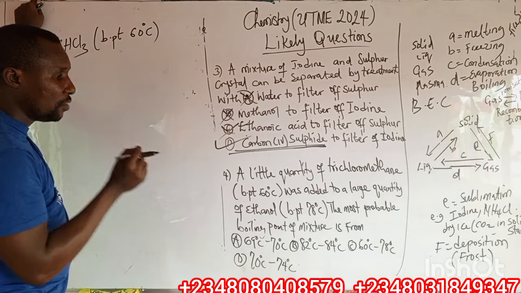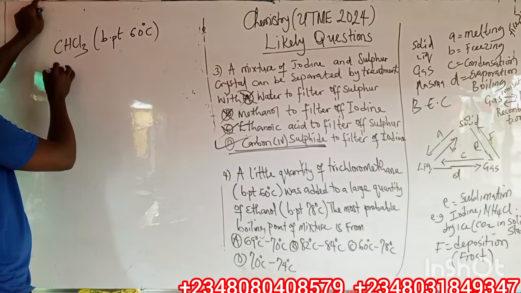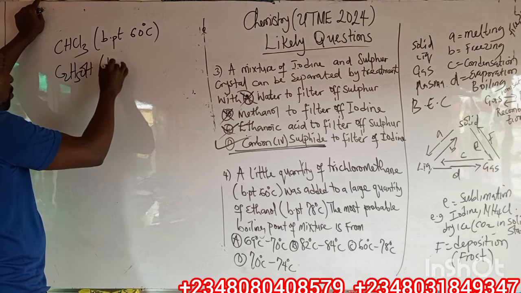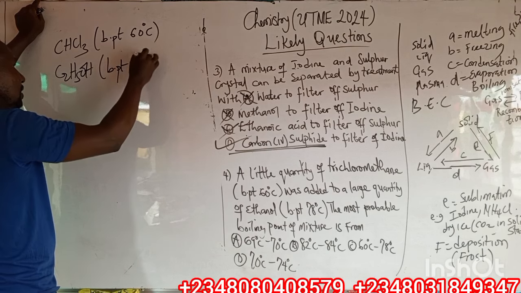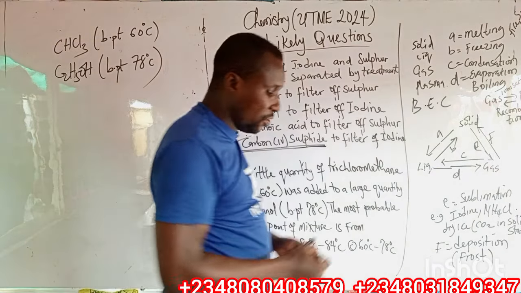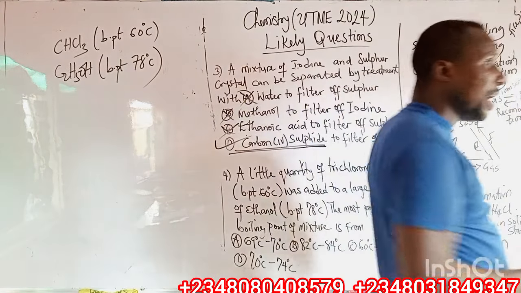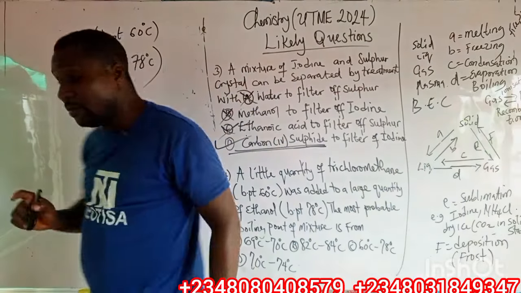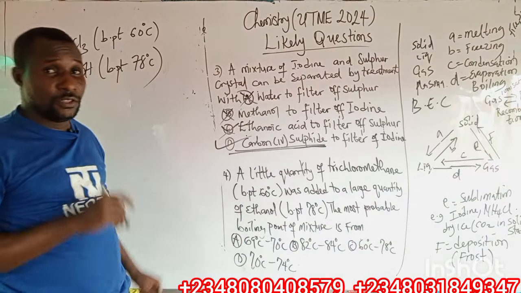They said a little of it was added to ethanol. We have ethanol, boiling point 78 degrees C. Then I say, what will happen to the boiling point of the mixture? What will happen to the boiling point of the mixture? Take note of this before I continue.